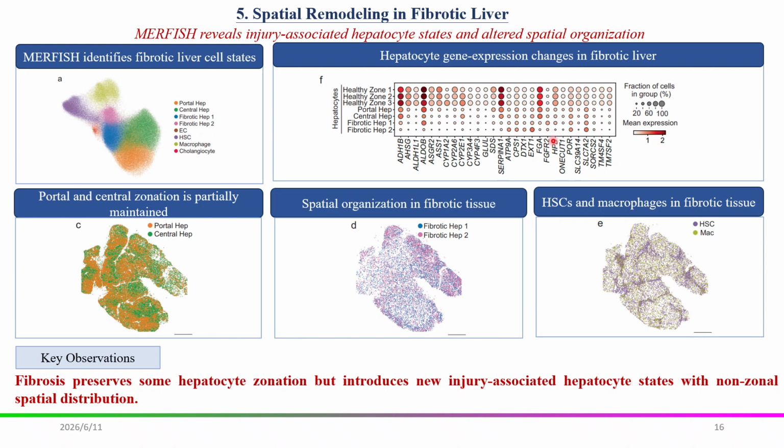Panel F shows that hepatocyte gene expression changes in fibrosis. For example, fibrotic hep 2 shows increased expression of genes such as SLC7A2, CPS1, ATP9A, POR, and EXT1. So the main conclusion from this results part is that fibrosis preserves some normal hepatocyte zonation, but it also creates new injury-associated hepatocyte states with non-zonal spatial distribution.